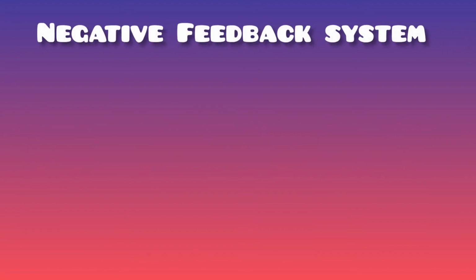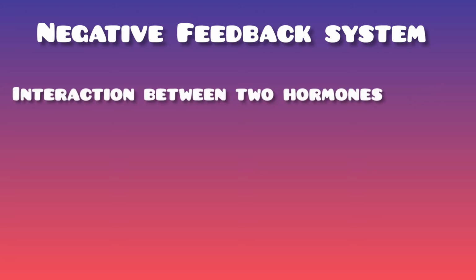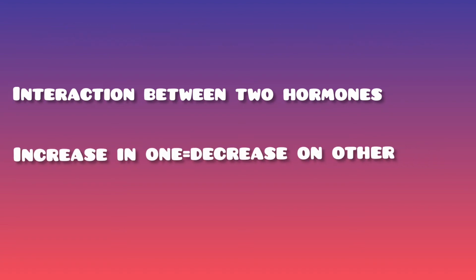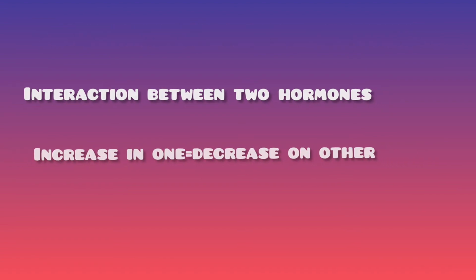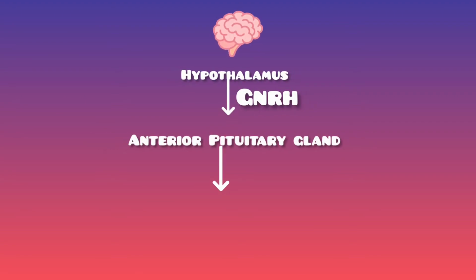A negative feedback system occurs in the menstrual cycle. A negative feedback mechanism is an interaction between two hormones, where an increase in one hormone stimulates a decrease in another, restoring balance. The feedback system can be seen as a hormonal control of the menstrual cycle, where progesterone affects the stimulation of FSH. If the ovum is fertilized, the corpus luteum remains active and continues to secrete progesterone.